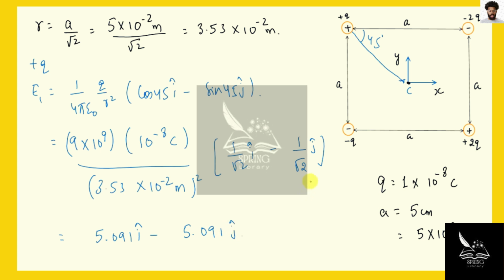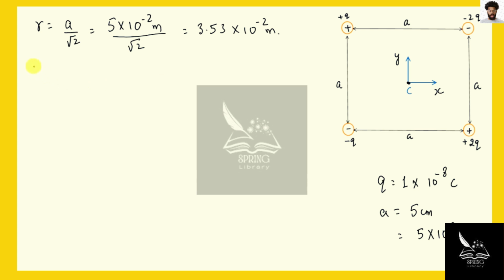Now next we will be calculating the electric field at point C due to plus 2q charge. So this is for plus 2q, and the direction would be like this, and here also the angle would be 45 degree. So E2 would be equal to 1 over 4 pi epsilon naught times, here it will come 2q over r square, and multiplied with minus cosine 45 i cap plus sine 45 j cap.